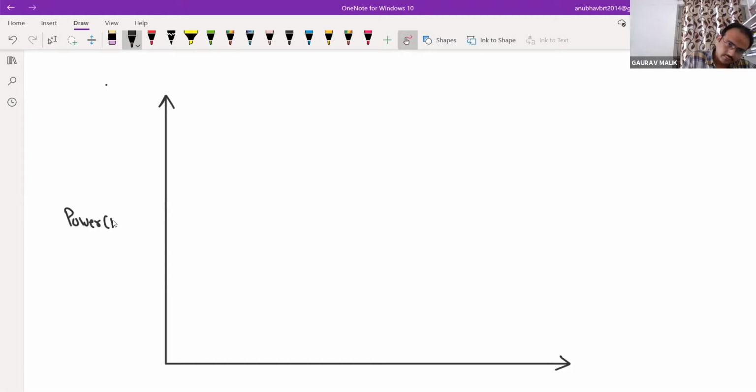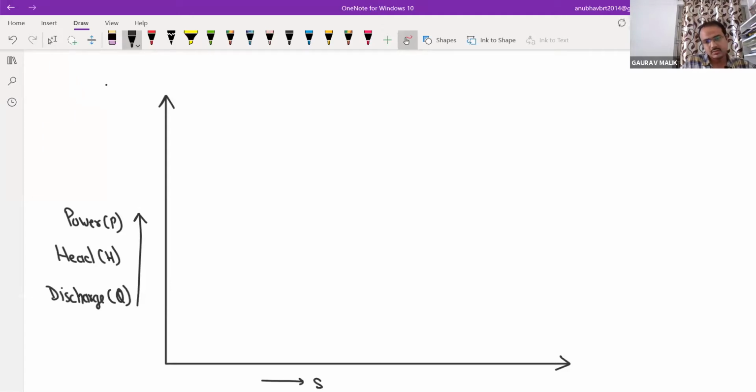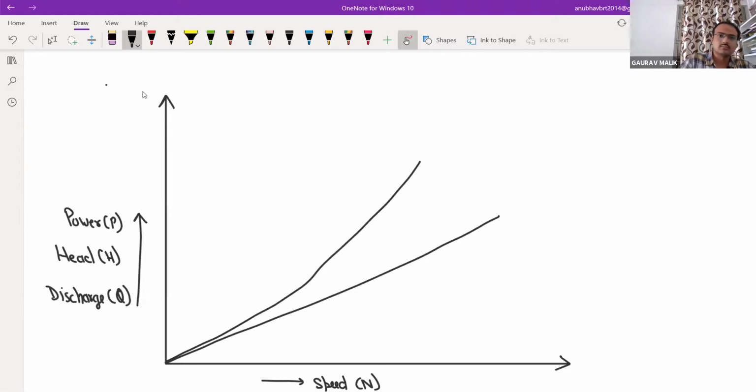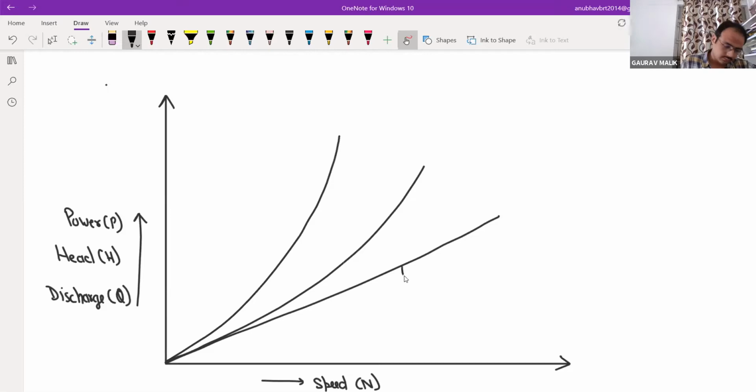Power, head and discharge versus speed, that is N. Here Q is directly proportional to N. H is directly proportional to N square. And P is directly proportional to N cube.